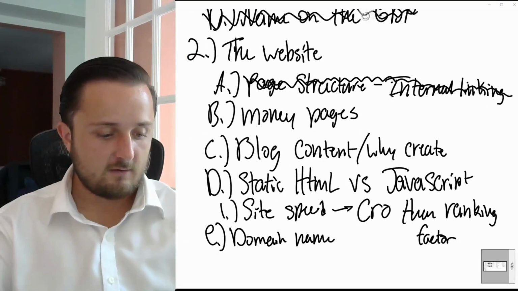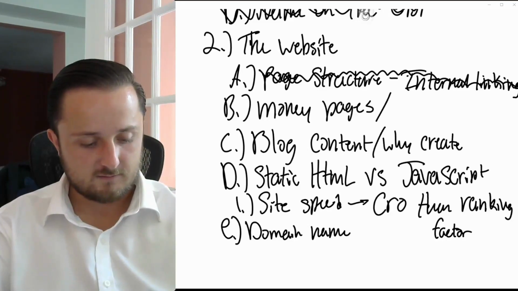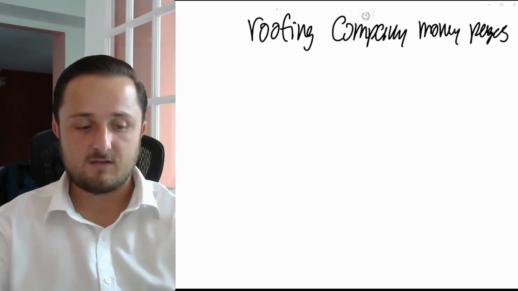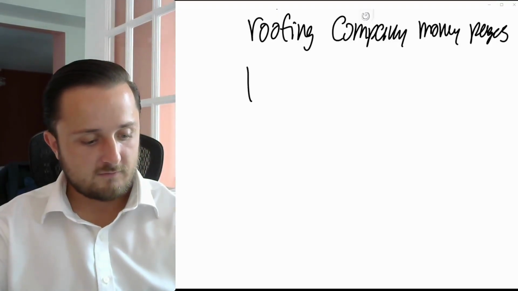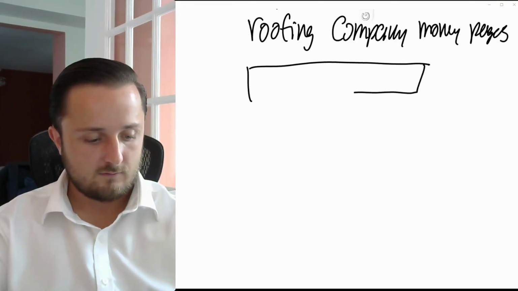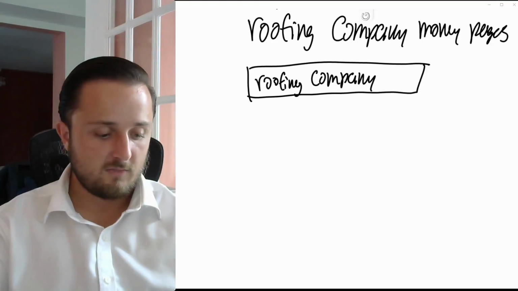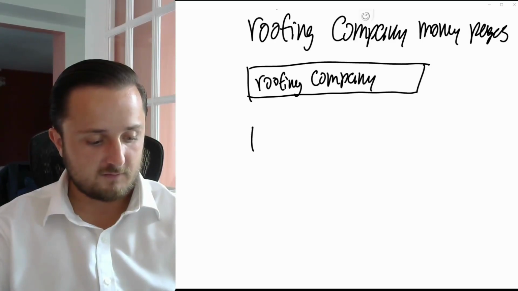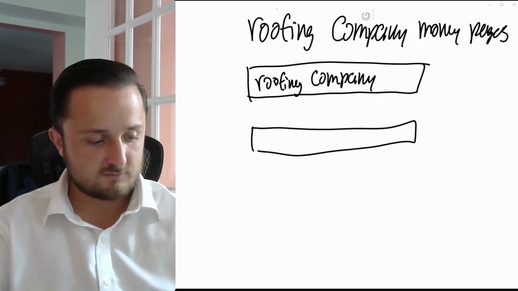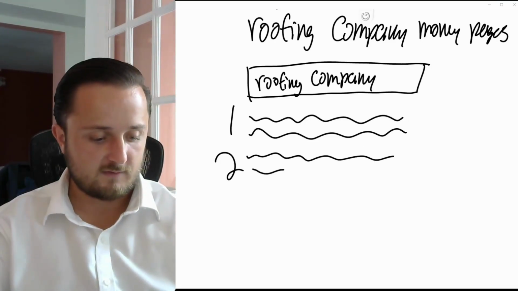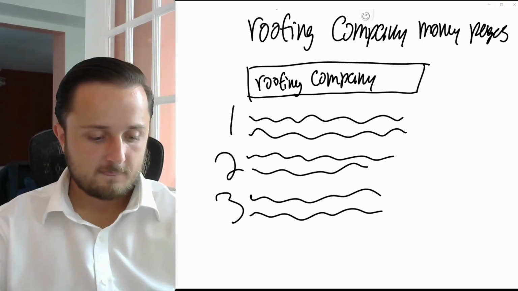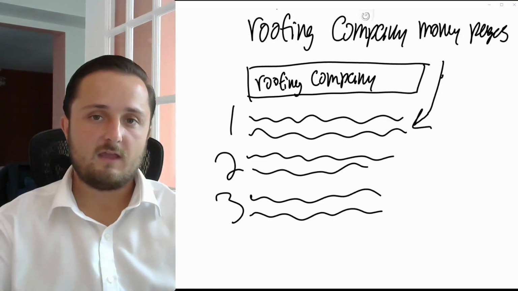All right, so now we're going to talk about money pages. As a roofing company, what are money pages? Whenever someone searches in Google for roofing company, the money page we want in that first position is what we're after. We've got the first, the second, and then the third position here. The page that we want in this first position is our money page.